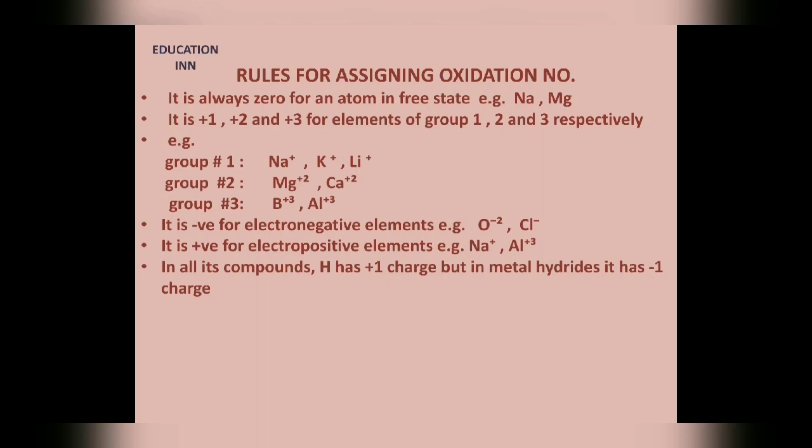In all compounds, hydrogen has +1 charge, but in metal hydrides, it has -1 charge. Hydrogen has +1 charge because it has 1 electron in its valence shell. When it loses 1 electron, its oxidation state will be +1. But in metal hydrides, it gained 1 electron, therefore its oxidation state is -1.